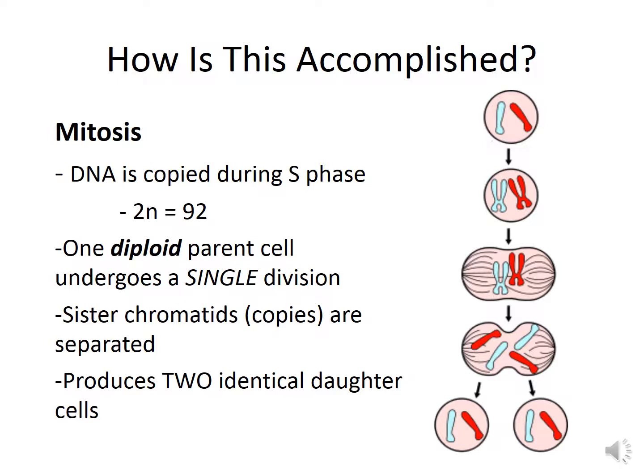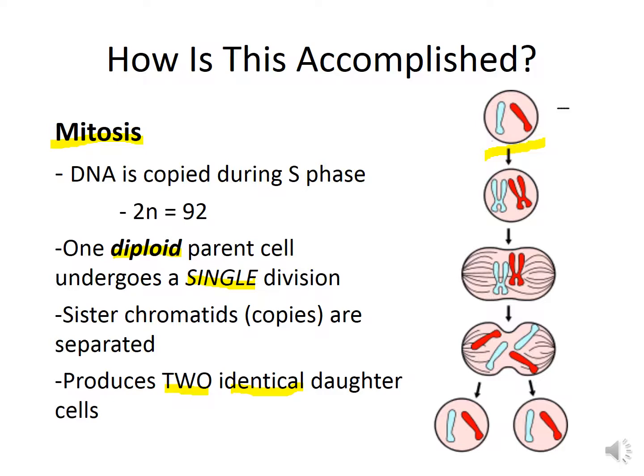Now next we need to discuss how this is accomplished, how these different types of cells are made using these different types of division. So we're going to begin with mitosis. Mitosis begins with a diploid cell that undergoes a single division, and it ends up making 2 daughter cells that are identical. So everything stays the same in mitosis except the number of cells. Here we have a simplified cell that we can look at. This cell only has 1 pair of chromosomes instead of the 23 we would find inside a human cell.